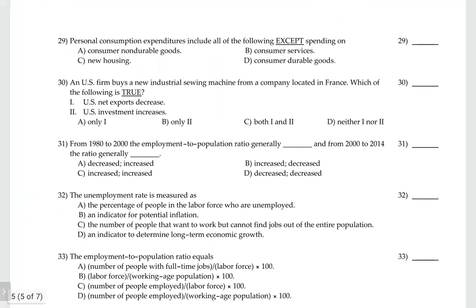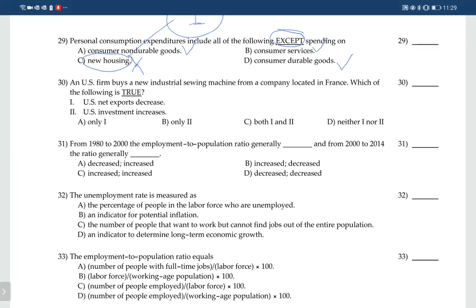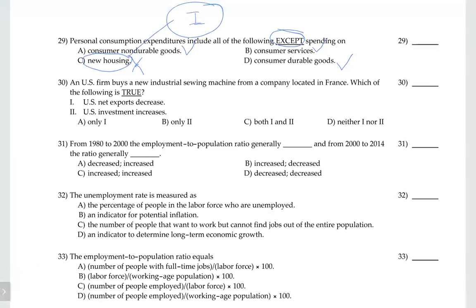So now 29, personal consumption expenditure includes the following except consumer non-durables, consumer service, new housing. Right, so durable is considered consumption. Consumer service consumption. Consumer durable goods consumption. New housing is not counted as consumer expenditure. New housing actually is considered as investment because it's going to last for a while. Okay, so the answer is C. C is the answer.